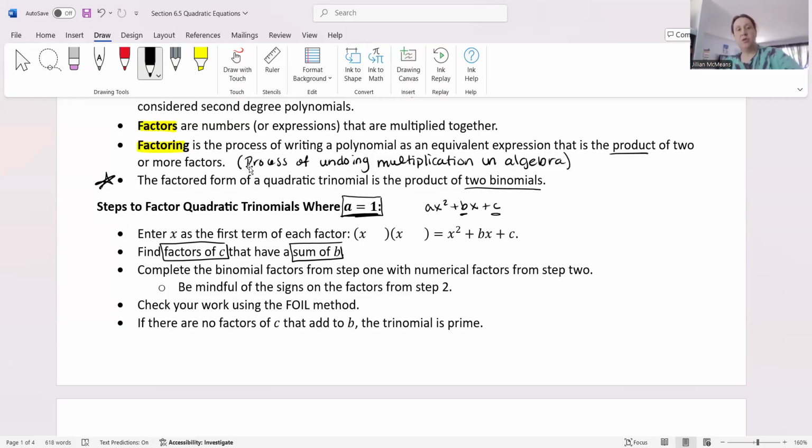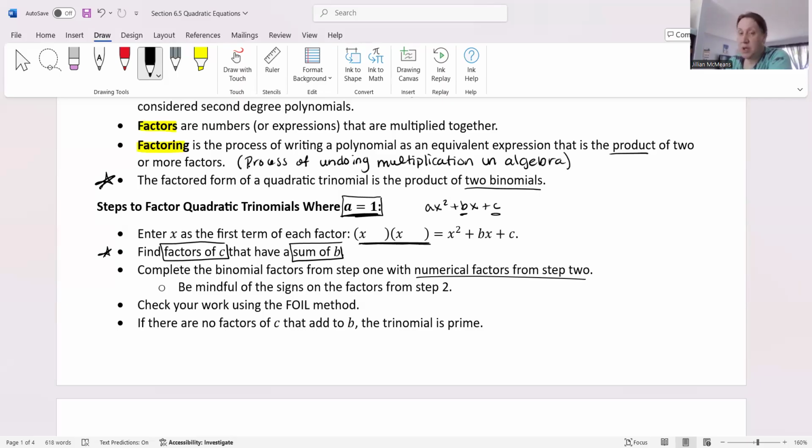Okay, so to complete the binomial factors from step 1 with numerical factors from step 2. That's a wordy statement, but we're saying complete the binomial factors from up here. So when we say complete the binomial factors from step one, we want to take the numerical factors we find from step two and fill them in here. That's going to make a lot more sense when you see this in practice. So don't freak out if the wording here makes you say, what? It'll make sense when you see actual examples.